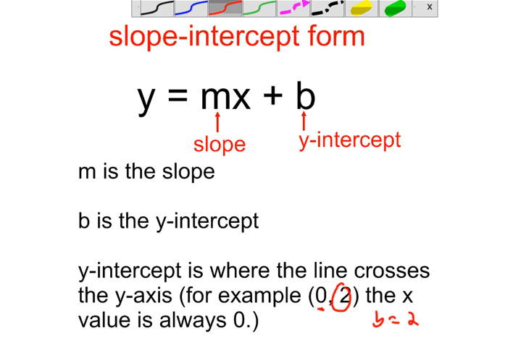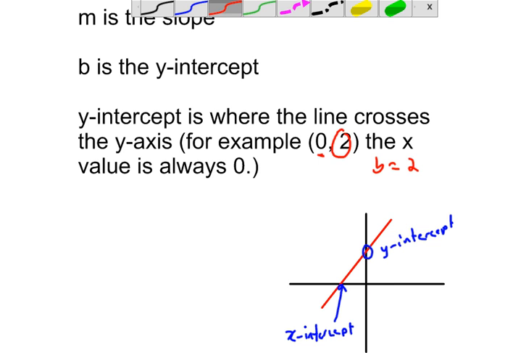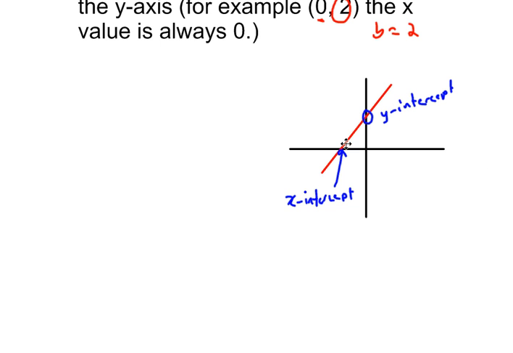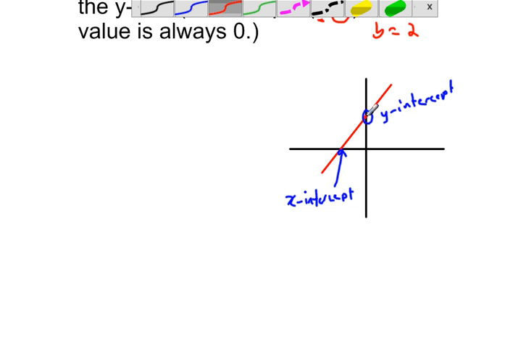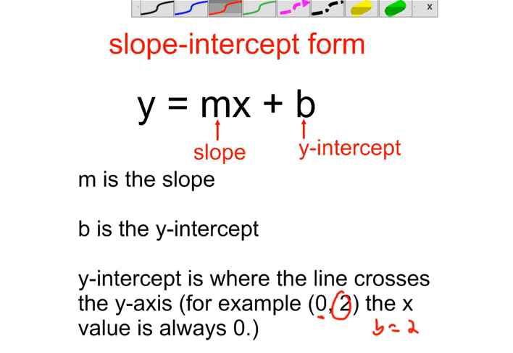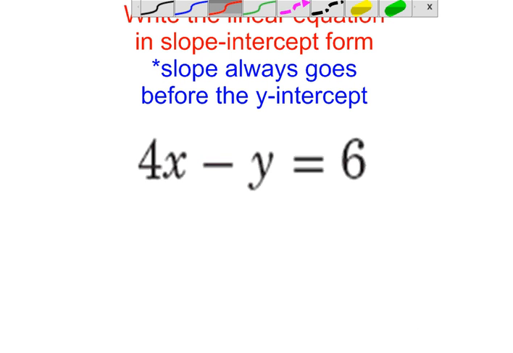To look at that on a graph, it'll look like this. Here's our quadrant plane, and in red I have a line. This point here represents the y-intercept. This point down here is called the x-intercept. When we use slope-intercept form, we don't use the x-intercept, we use the y-intercept. So let's go ahead and get started writing some of these linear equations in slope-intercept form.